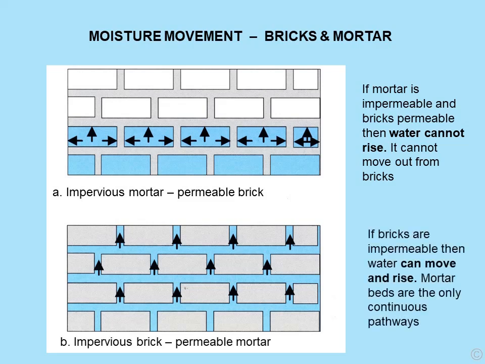Alternatively, if we've got impervious brick and permeable mortar, then water can still move and rise because the mortar beds form the only continuous pathways up the wall. They can bypass the bricks.